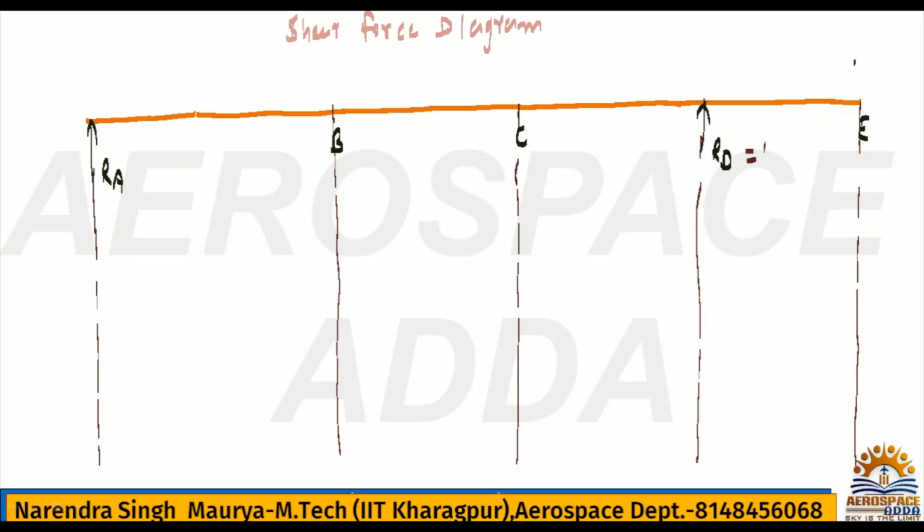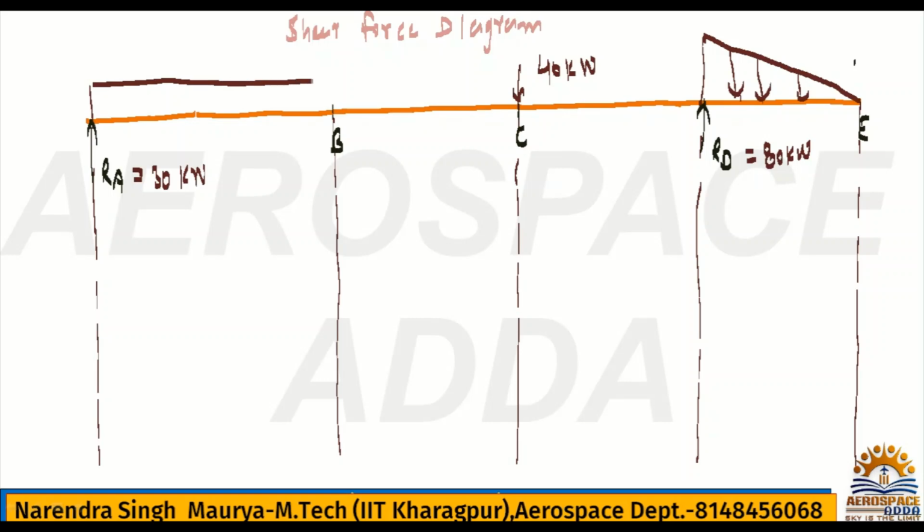Write the value also. It is 80 kilonewton, it is 30 kilonewton. At point C, 40 kilonewton. Obviously, somewhere here, because we can show the UVL is acting. And similarly, we have, sir, is it the other way around? RD is 30 and RA is 80.